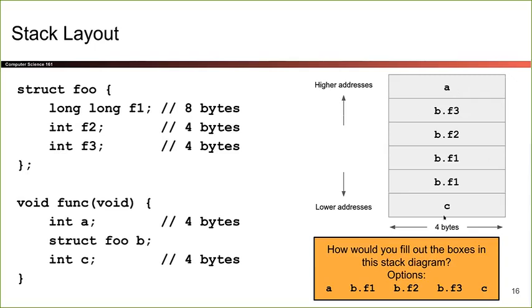B goes in the middle because B is in the middle. Within the struct, the things are reversed. So if we looked at the struct definition, F1 is the first declaration, so it's going to go at the lowest address within that struct. And we have 2 of them because F1 is 8 bytes. Then we have F2, then we have F3 because F3 is the last one, so it goes at the highest memory address because it's within a struct.